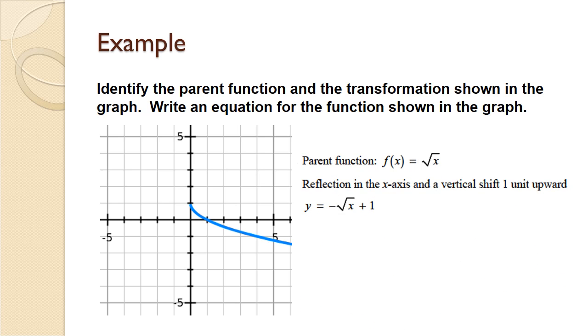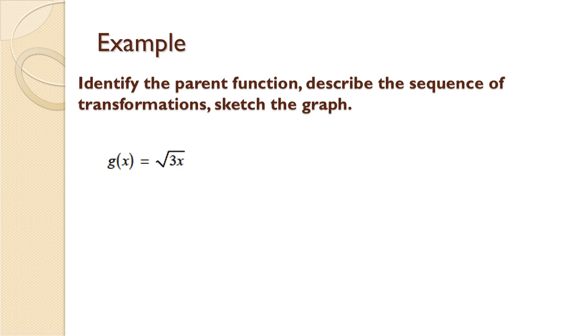The parent function is the square root function. We have a reflection in the x-axis and a vertical shift of 1 unit up. So it's going to be negative square root of x plus 1. Now identify this parent function, describe the sequence of transformations, and sketch the graph. Pause the recording, give it a try, and resume the recording to check your answer.